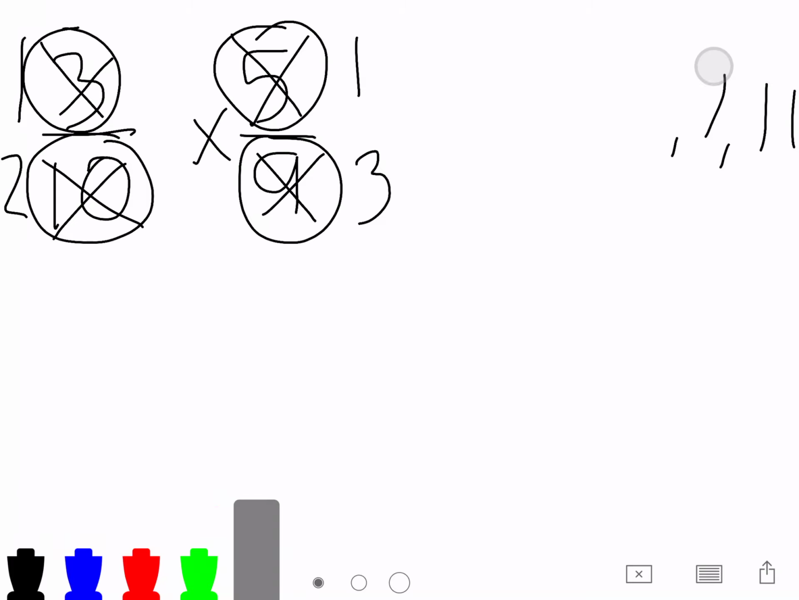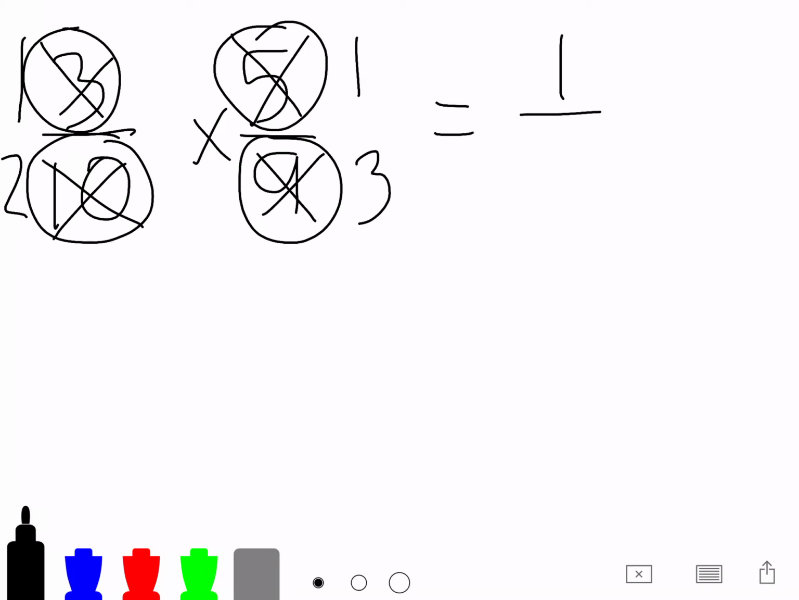Well, now we can actually go ahead and multiply these. And you'll notice here that this is going to give us our most reduced form. If we multiply 1 times 1 in the numerator, we get 1. And if we multiply 2 times 3 in the denominator, we get 6.